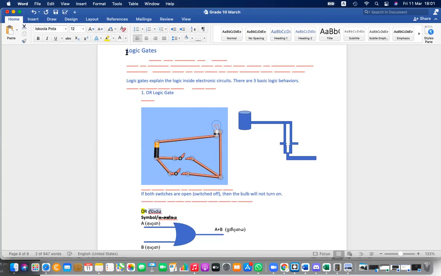Sometimes this is not clear to you. Therefore, let me explain this further, what these logic gates are. Actually, you have learned this in science also sometimes. So let's come to the IT definition of the logic gate. It's not different, it's the same.